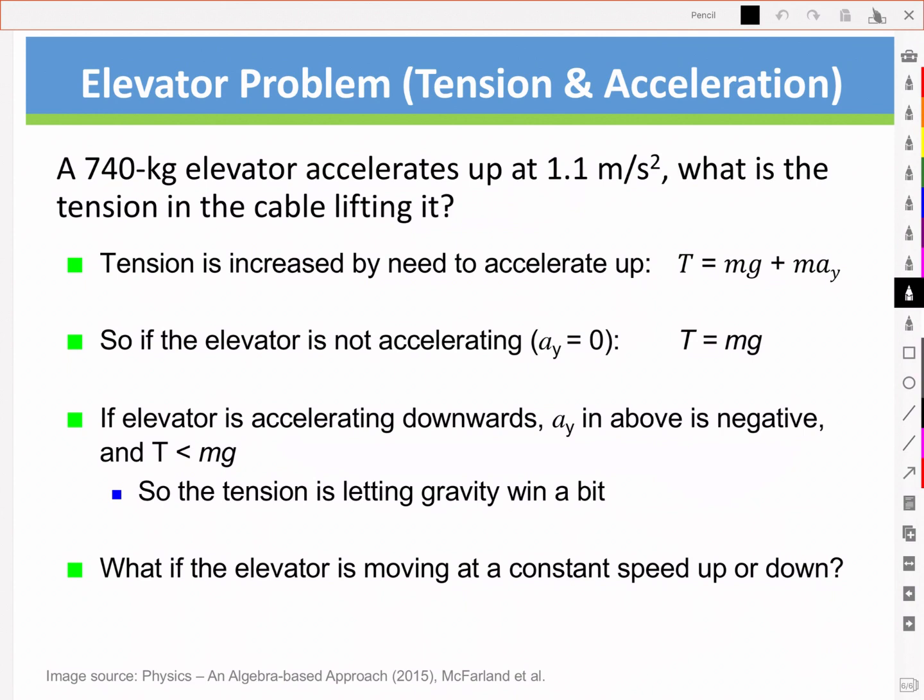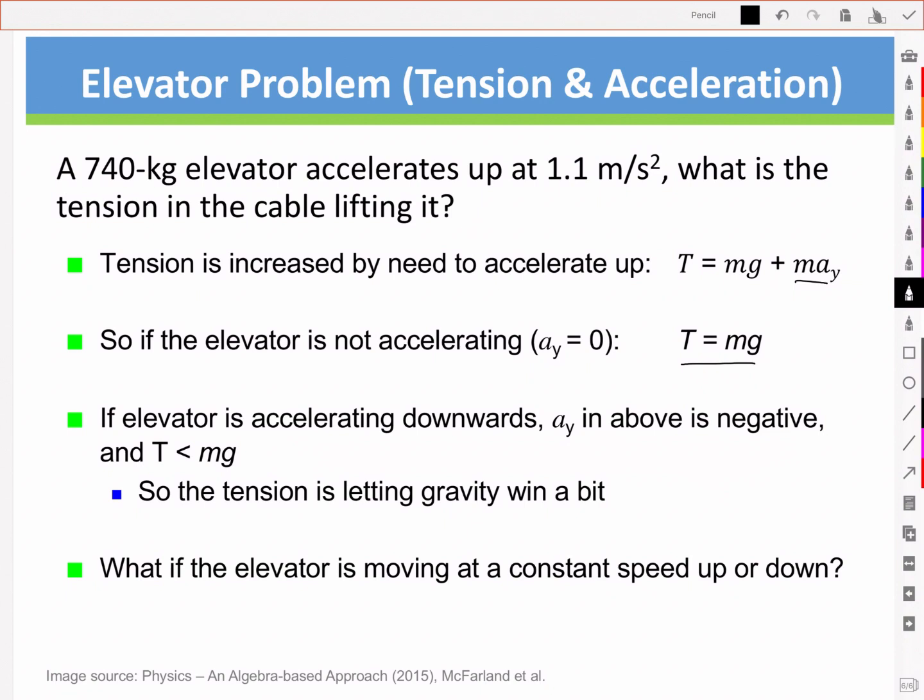It'll be larger. If the elevator is not accelerating, then that whole term goes to zero, and we're just left with the weight. So the tension is supporting the weight of the elevator. If the elevator is accelerating downwards, that a_y above is negative. And so now T, or tension, is less than the weight of the elevator. So the tension is letting gravity win a bit.